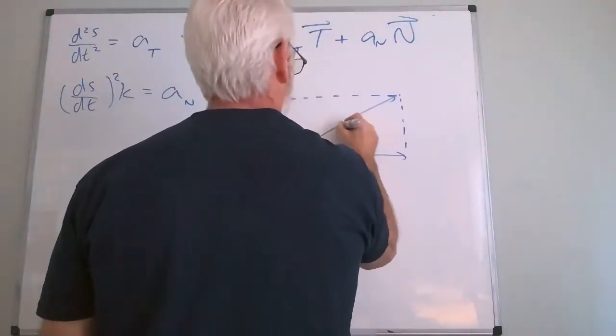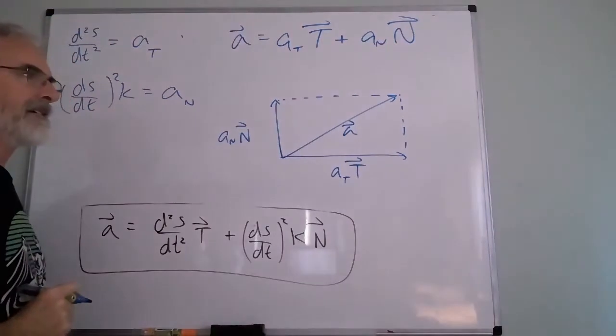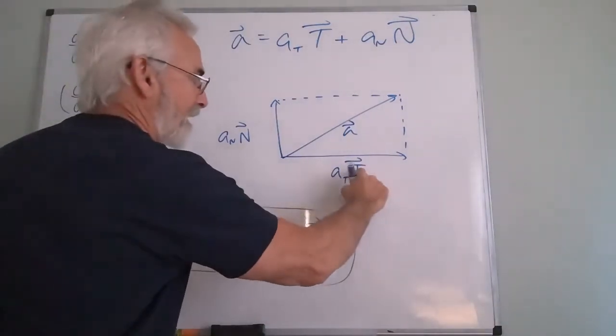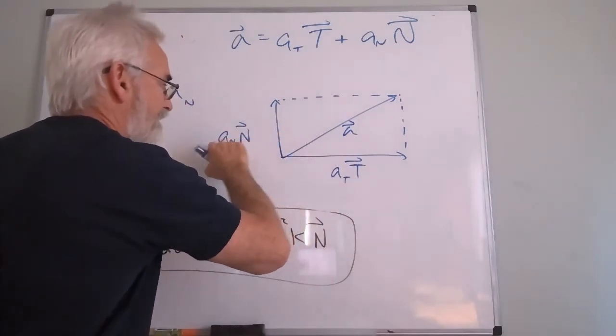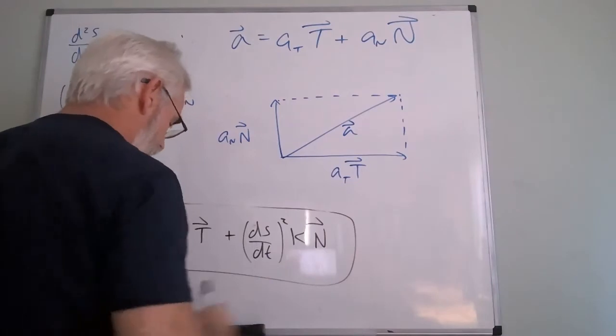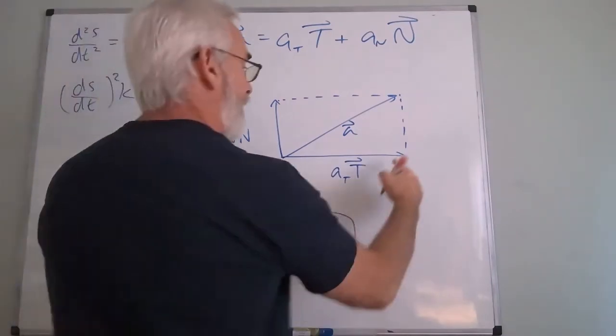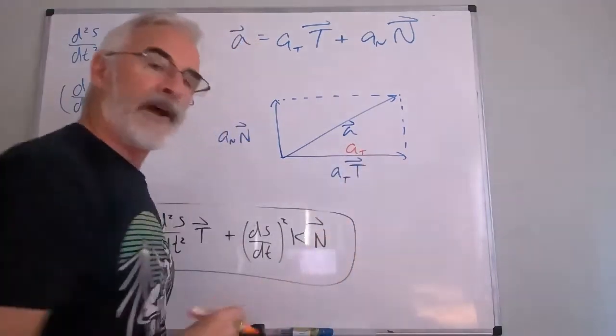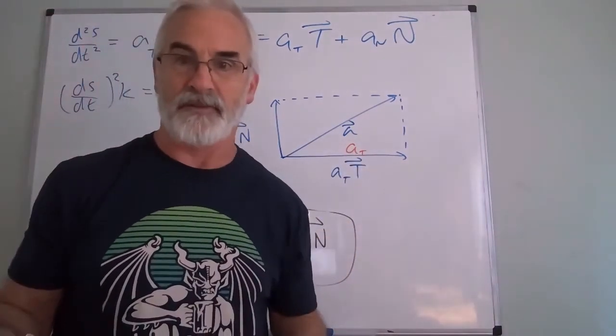So isn't that A? Now, what about the length of A? Remember, that's a unit vector. So this is a scalar multiple of the unit vector. So if I said, how long is this piece? It's exactly AT long. By the way, AT and AN can't be negative.